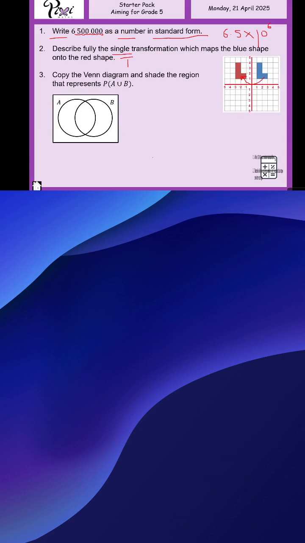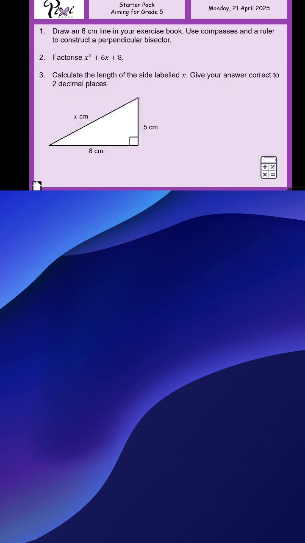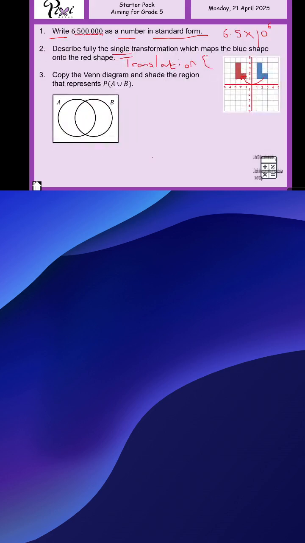So the answer to question 2, guys, is going to be a translation. So it's a movement. How much am I moving it by, guys? So a translation of 4 units to the left. So 1, 2, 3, 4. So with vector notation, -4, 0.